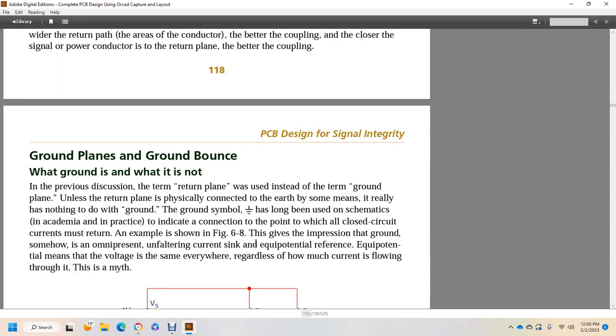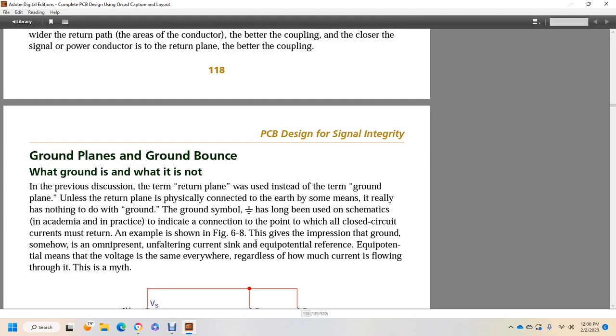Alright, ground planes and ground bounce. What is ground and what is not? In the previous discussion, the term return plane was used instead of the term ground plane. A return plane is not typically physically connected to the earth by some means. It's really nothing to do with ground.